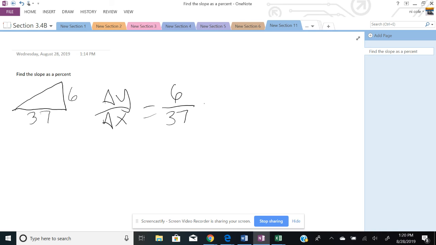37. Okay, and to find this as a percent, I have to multiply that by 100. So I'm going to enter that into my calculator. 6 divided by 37 times 100 will give me 16.2%. When you do these problems, pay attention to what they ask you to round to. It could be 1 decimal place, it could be 2 decimal places, it could be the nearest whole number. You just have to pay attention.